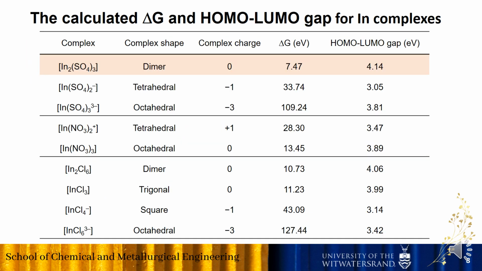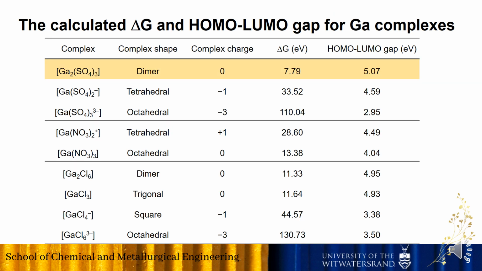After calculating the Gibbs free energy and the HOMO-LUMO gap for indium, it was found that among the 9 different complexes of indium made with these three ionic liquids, the dimer complex of indium with sulfate ligand has the lowest Gibbs free energy and highest HOMO-LUMO gap. And the same was concluded for gallium. The dimer complex of gallium with sulfate ligand has the lowest Gibbs free energy and highest HOMO-LUMO gap.